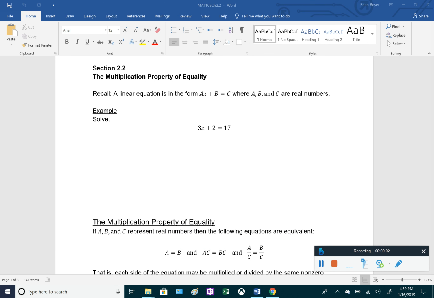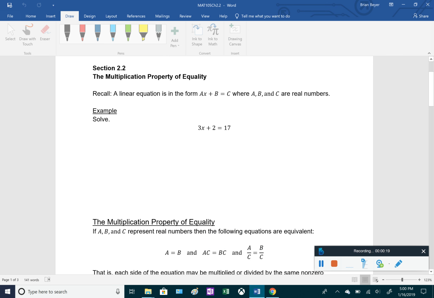Okay, we left off with doing the addition property of equality. Now we're going to do the multiplication property of equality. And this is essentially going to be the multiplication/division property of equality. So remember from section 2.1 that a linear equation is in the form ax plus b equals c, where the a, b, and c are just real numbers.